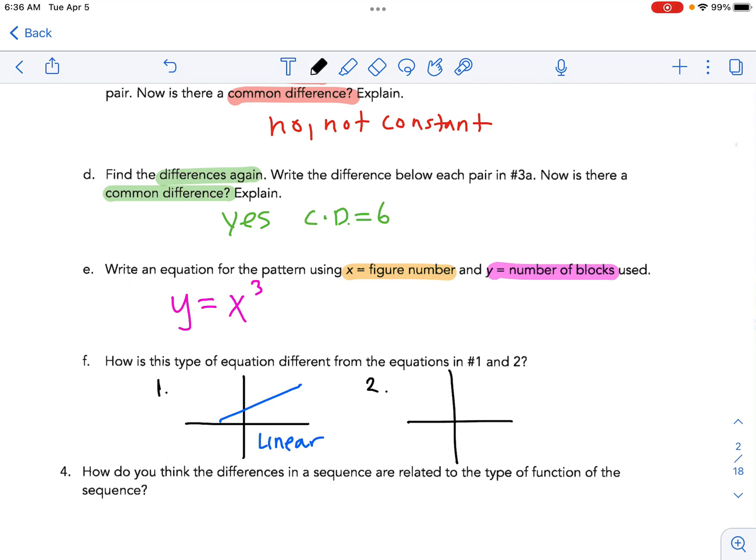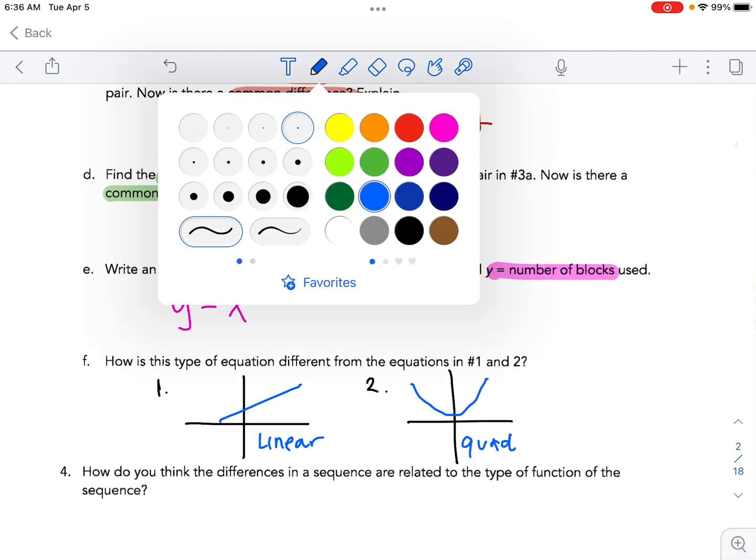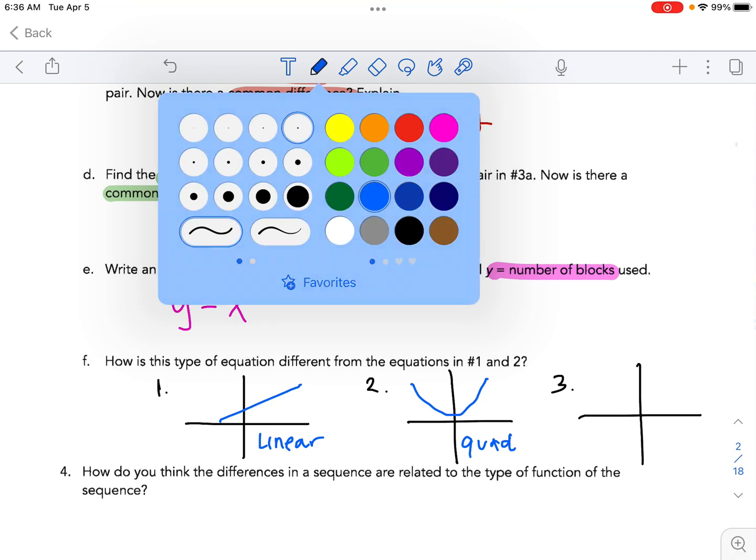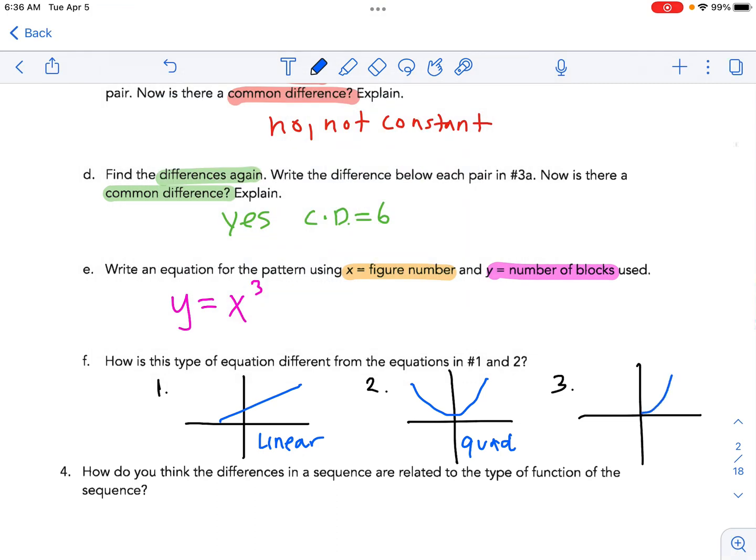And example 2 is quadratic. So that looked like this. And our example that we just got done with, example 3, is cubic. And so that looks like this.